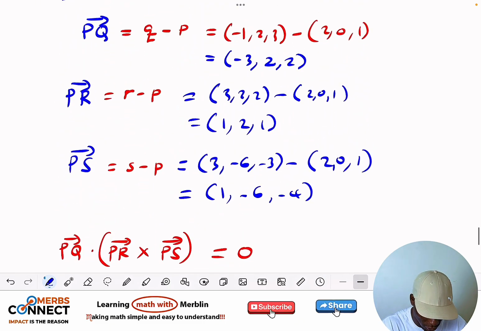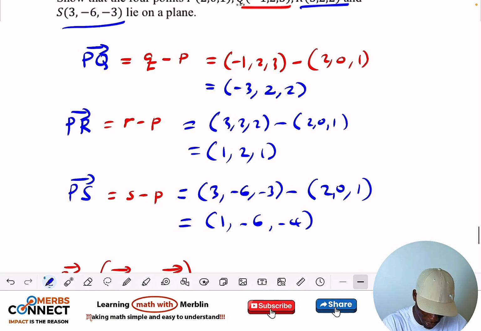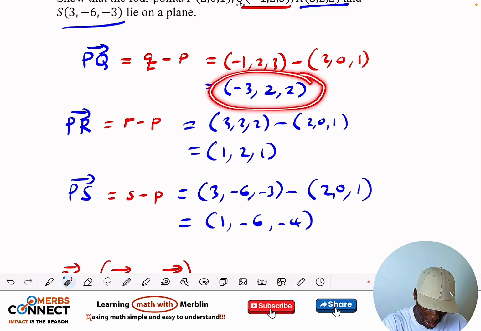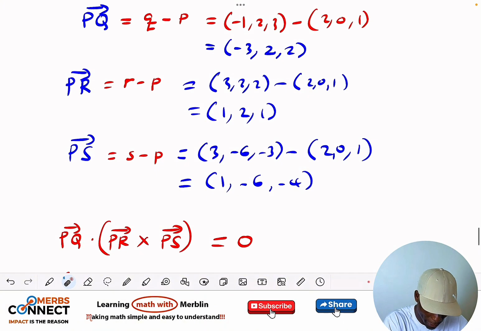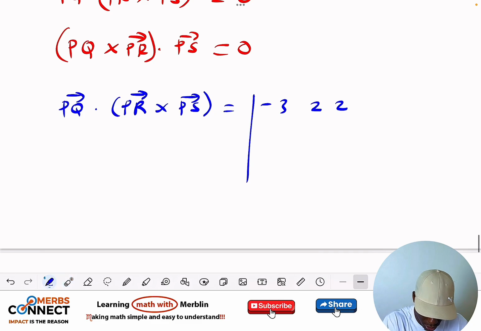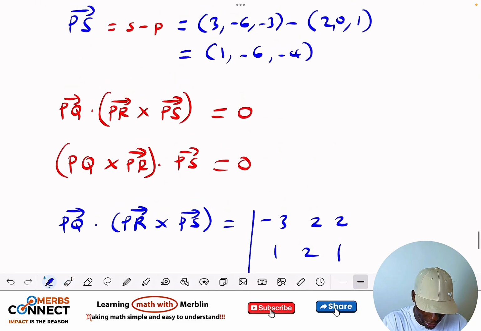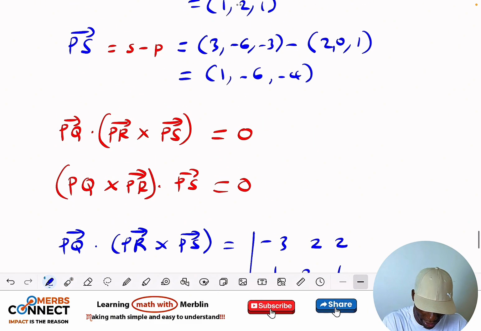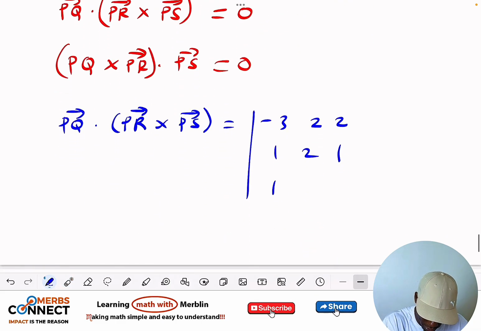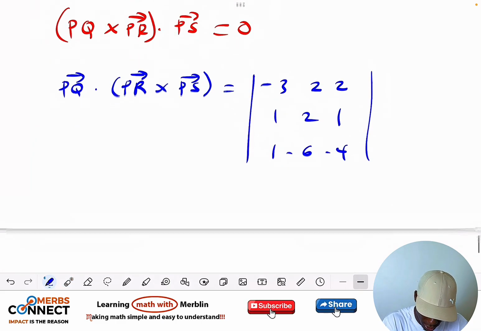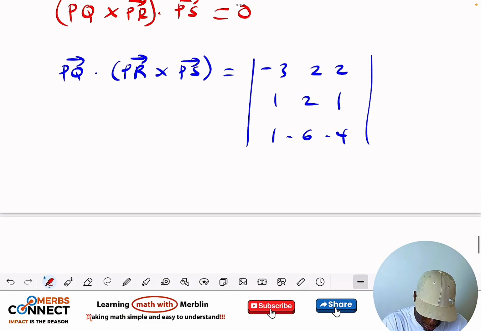So what is PQ? PQ is 3 minus 3, 2, 2, so minus 3, 2, 2. What is PR? That one is 1, 2, 1. And then the last one is 1 minus 6 minus 4, which is here. So we are going to have 1 minus 6 minus 4 here.